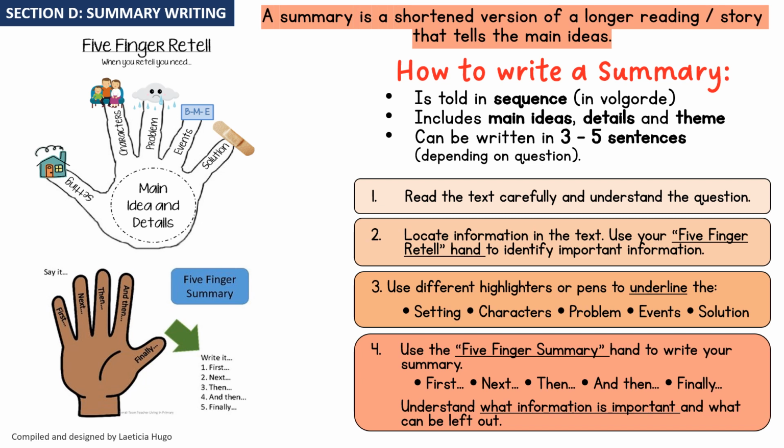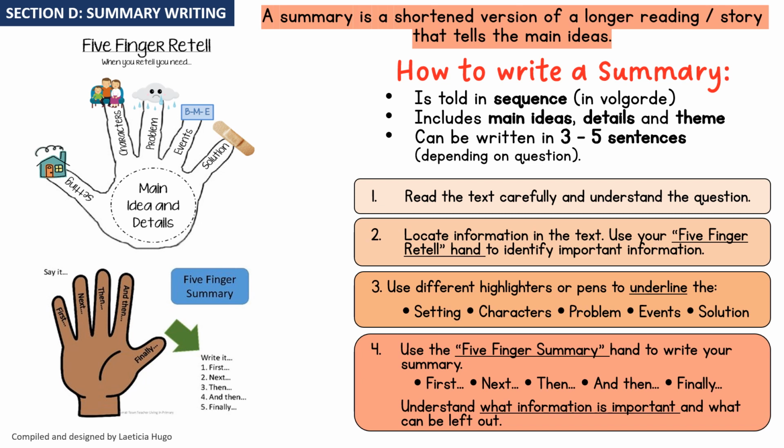So how to write a summary. First, it must be told in sequence, in volgorde. So you cannot start with the ending of the story when you write your summary; in your summary, the first point must be in sequence. Secondly, it includes the main ideas, details, and the theme. And it can be written in 3 to 5 sentences, depending on the question. So if the question is, summarize the following text in 3 to 5 sentences, or in 4 sentences, or in 10 sentences, then you must make sure that you do not exceed those sentences.